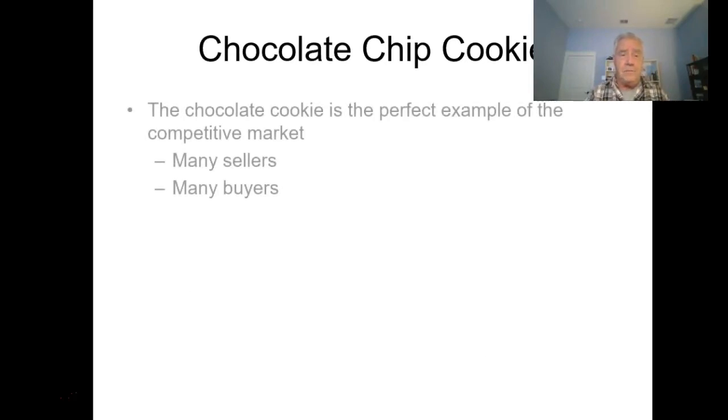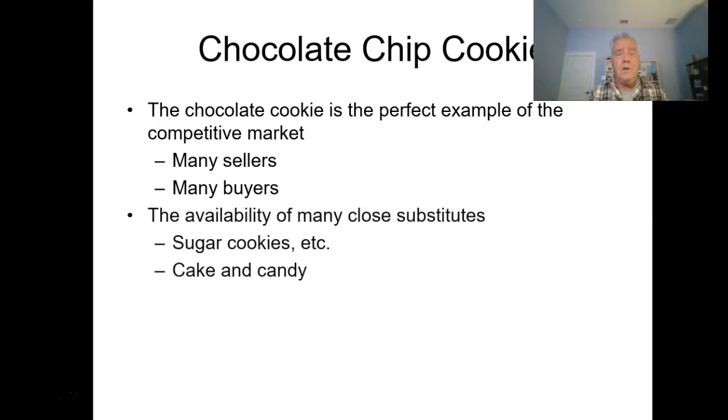Chocolate chip cookie example. Here we go. You'll love this. Chocolate chip cookie is a perfect example of a competitive market. Many buyers, many sellers. Availability of so many close substitutes. Sugar cookies, for instance. Raisin cookies. All kinds of different cookies. You have a substitution, you can get cake or candy. It's there to satisfy a sugar need.